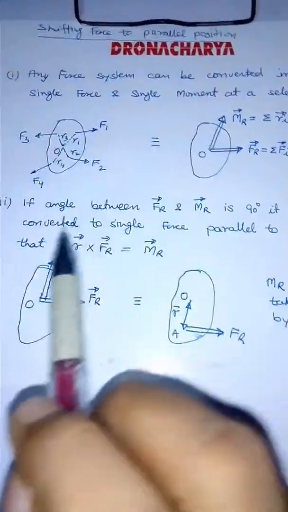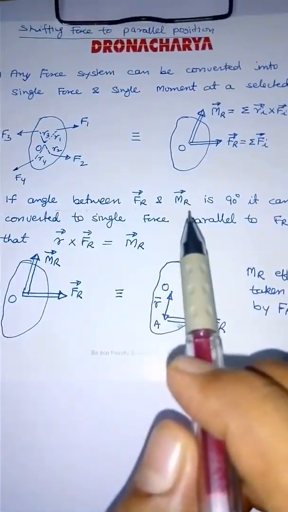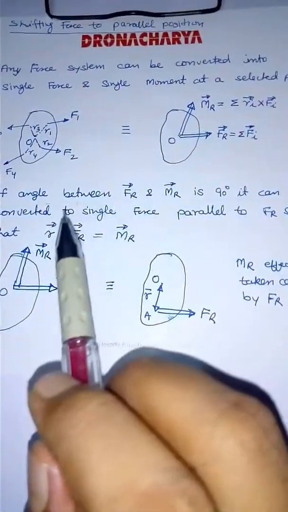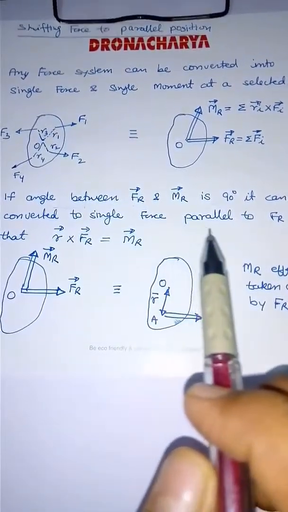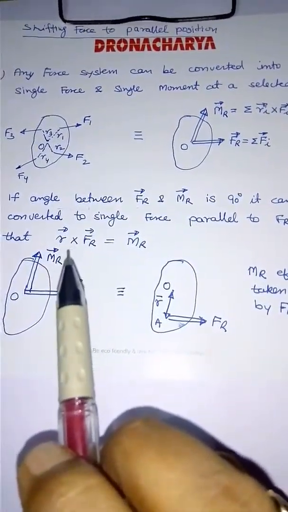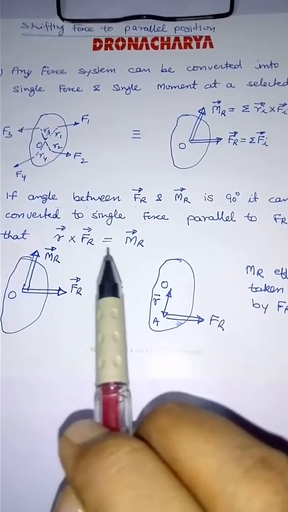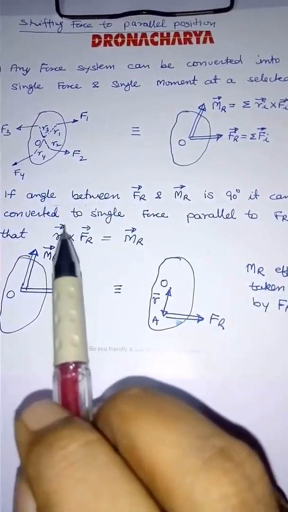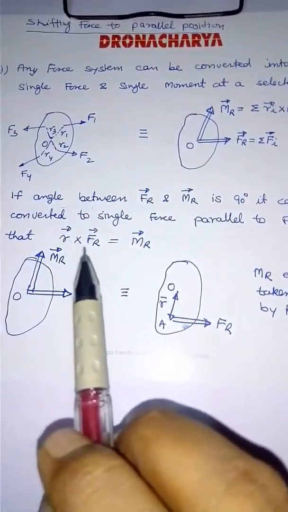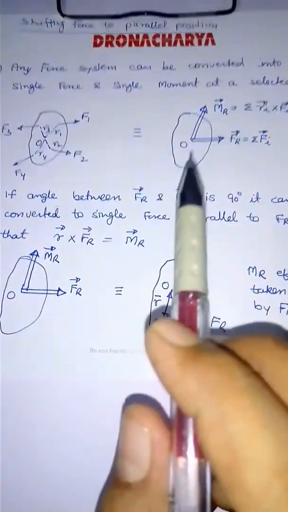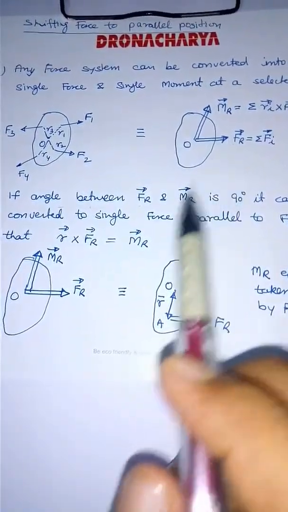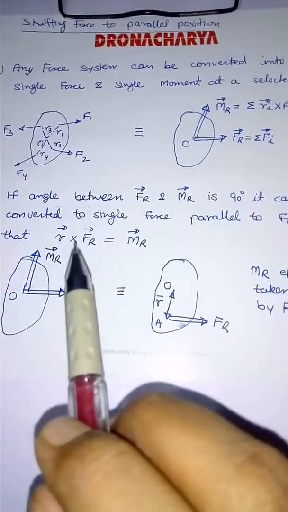How can it be done? If the angle between Fr and Mr is 90 degrees, it can be converted into a single force parallel to Fr such that R cross Fr is equal to Mr. We are supposed to select R such that this equation will get satisfied. So Mr is coming from here, Fr is coming from here, R is required to be determined.